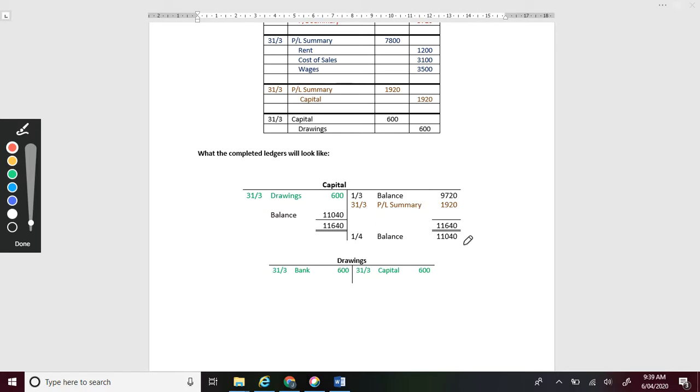And then, of course, you'll balance it. And so you can see here this business has increased its capital from 9,720 to 11,040. And this is the figure that will go in the balance sheet. And of course, you will, in your owner's equity section, indicate all of that information. And so the ledgers are now finished, closed off for the period, ready to start the next period.